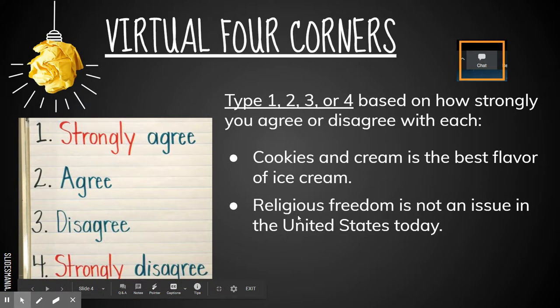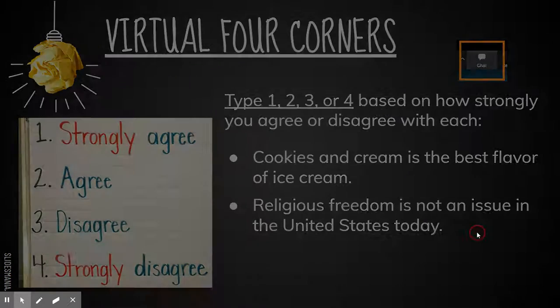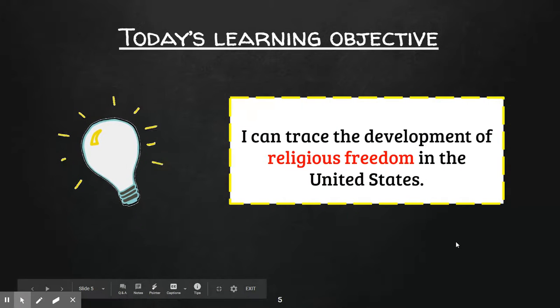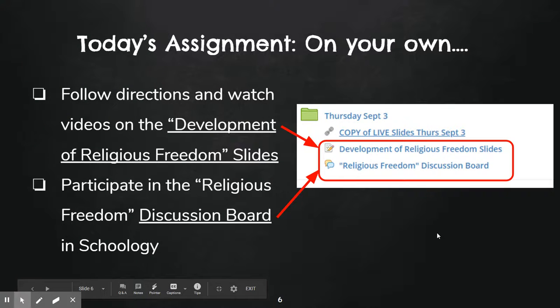But then again, then we're bringing in the content. Religious freedom is not an issue in the United States today. Do they agree or disagree with that? So that's going to really take them into the learning objective today, which is tracing the development of religious freedom. And for the purpose of this lesson, we're really just focusing on that 13 colonies time period. So that's something that you want to tell kids that, we're going to look at this all year.